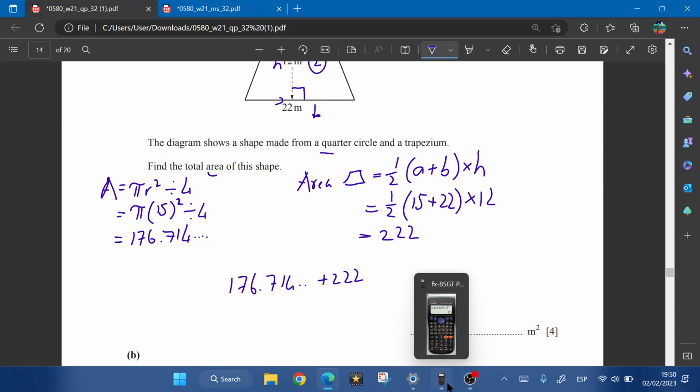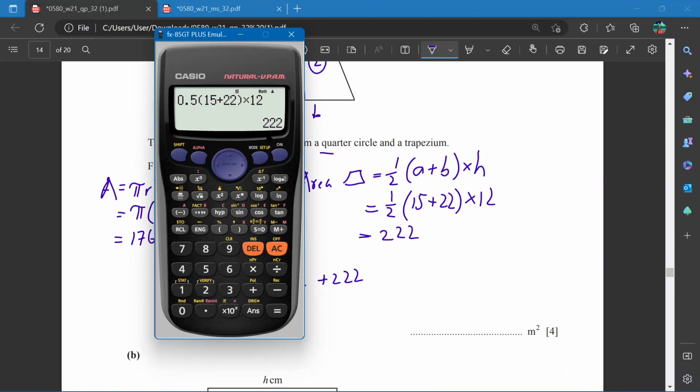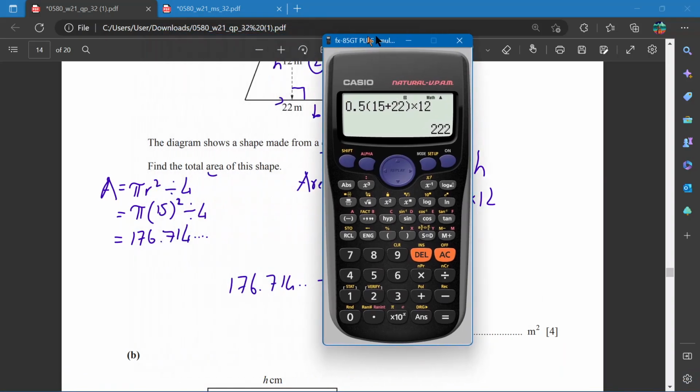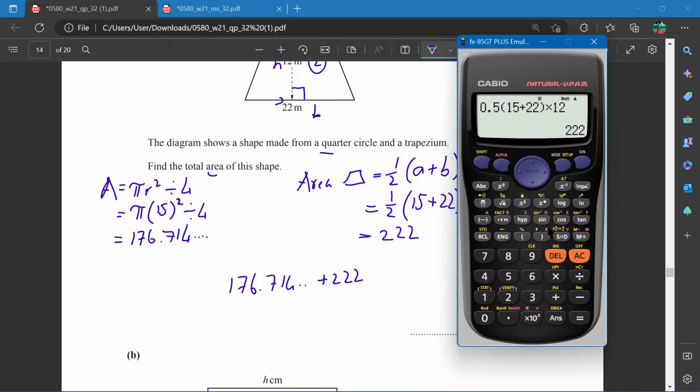Quick tip to do it quickly. You see, no, it's not going to work. I can just push plus and then put all those digits in. 398.714.